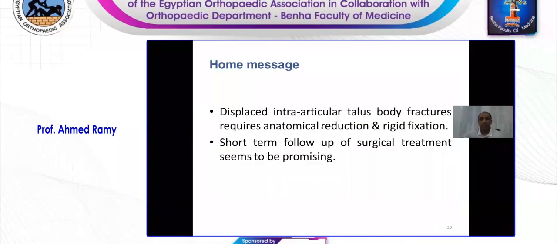Our take-home message is that displaced intra-articular talar body fractures require anatomical reduction and rigid fixation, and the short-term follow-up of the surgical treatment seems to be promising. I hope that you liked our case, and thank you very much for your attention. Thank you.